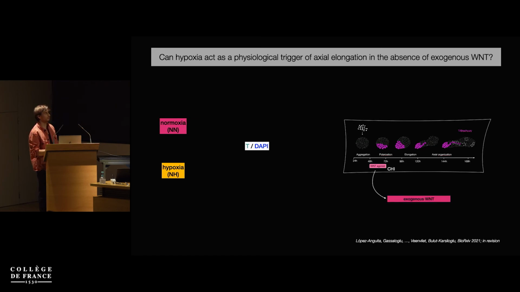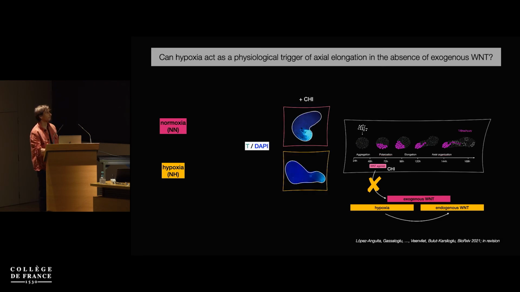Just to remind you that in a normal situation, in normal gastruloids, the induction of polarization, elongation, and axial organization is dependent on the exogenous supplementation of a very powerful Wnt agonist that we call Chiron. So we asked if hypoxia-induced expression of endogenous Wnt might be a way to bypass this need for exogenous Wnt signaling. Now here you see cultures under normoxia or hypoxia, in the absence or in the presence of this Wnt agonist, and of course they both very nicely elongate and have brachyury at the posterior end.